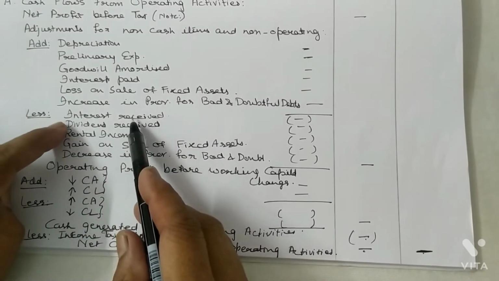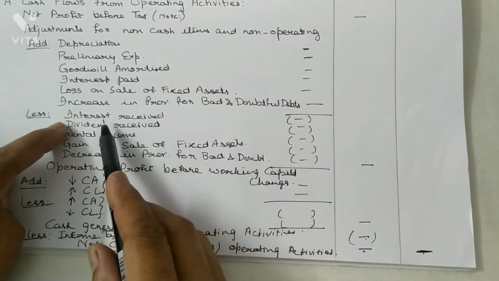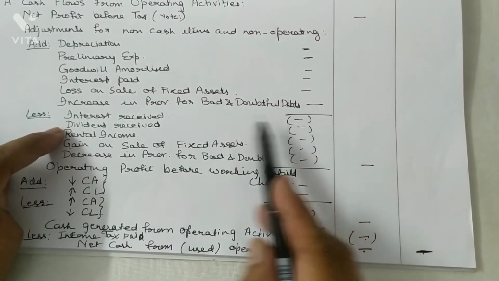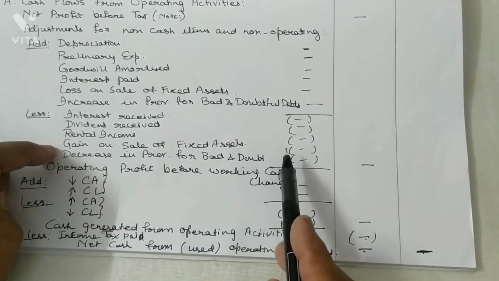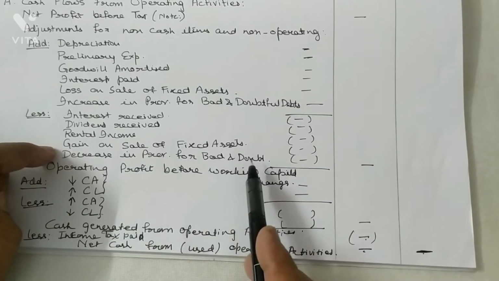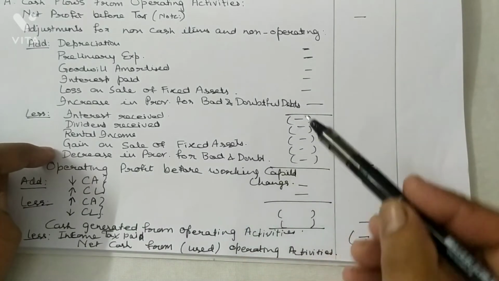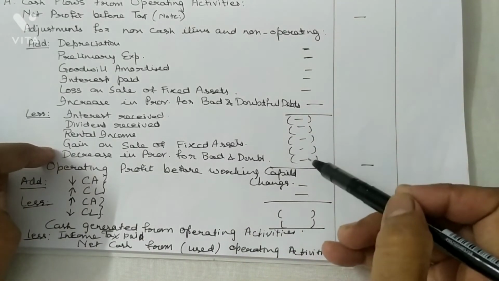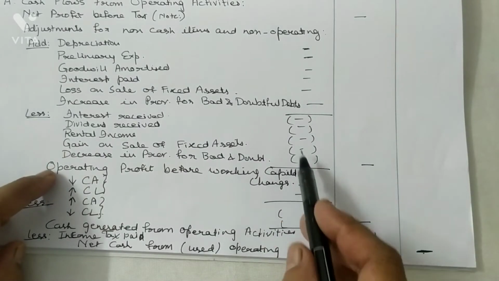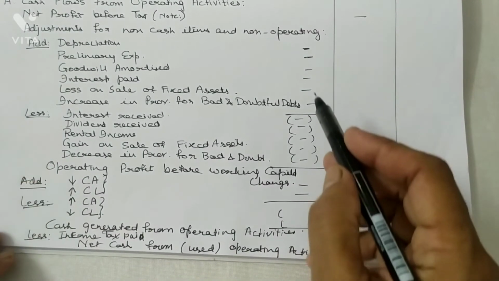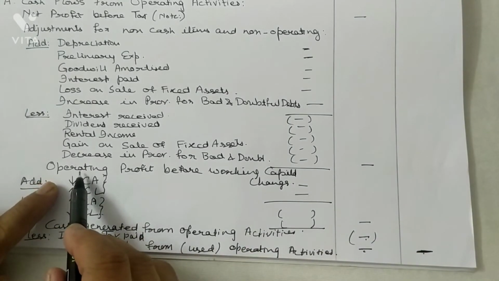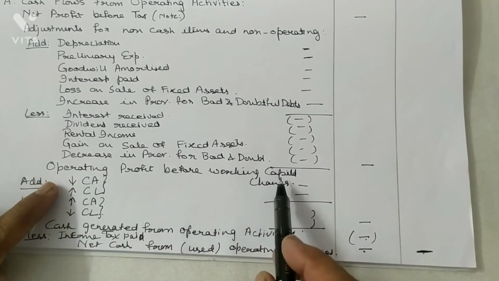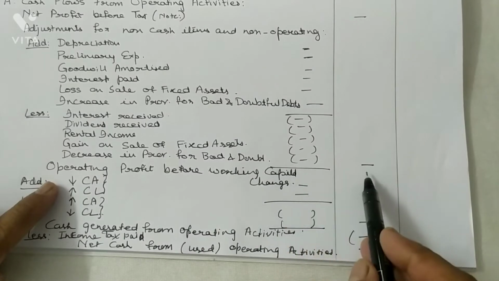Deduct non-operating incomes like interest received, dividend received, rental income, gain on sale of fixed assets, decrease in provision for bad and doubtful debts, all should be deducted. You have to write it in brackets. And the total of this you have to write here. Then operating profit before working capital changes.